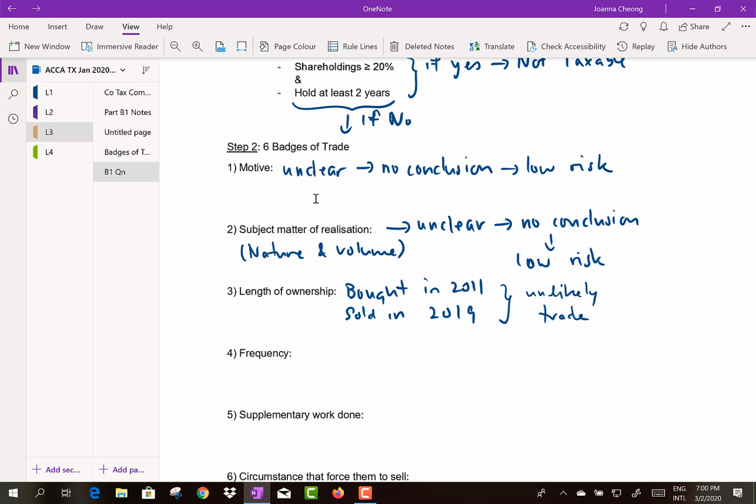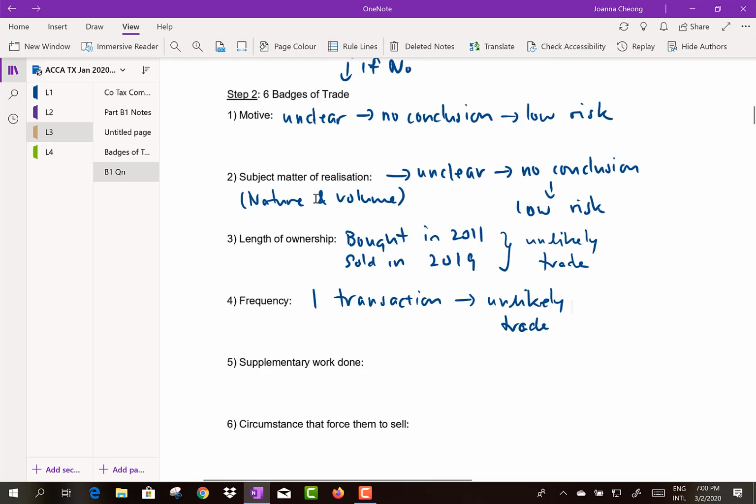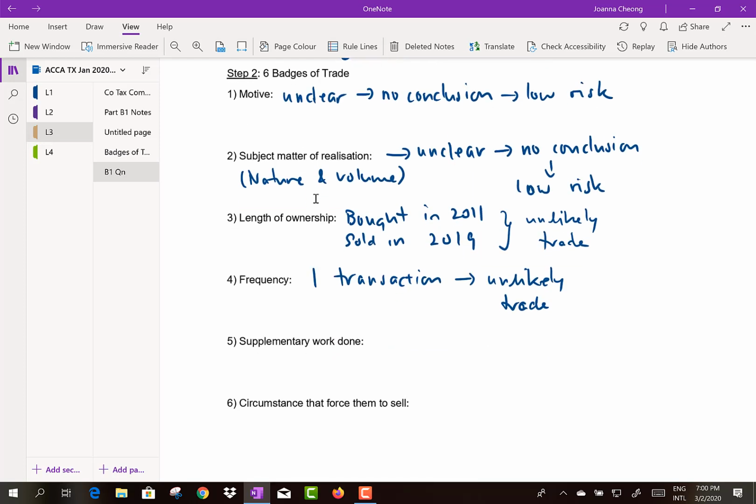Did it buy, sell or not? No, I only saw one transaction. So you can use this to argue with IRAS that it is also unlikely to be a trade. It looks like they will win the case, right?